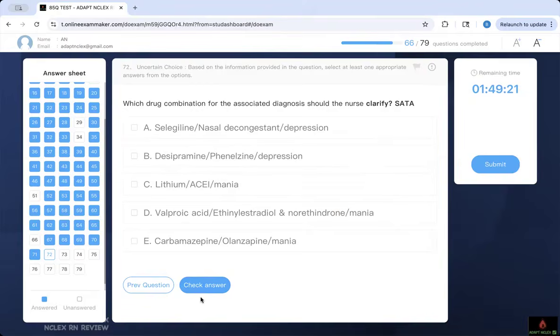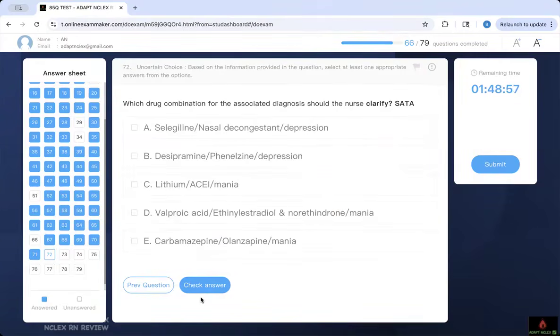Selegiline, I have nasal decongestant. Is it okay? Desipramine, phenelzine, lithium, ACE inhibitor, valproic acid, and oral contraception, carbamazepine, and olanzapine. Think about it. This one is good for you to think about. And I leave that to you. So put it in the answer choice.